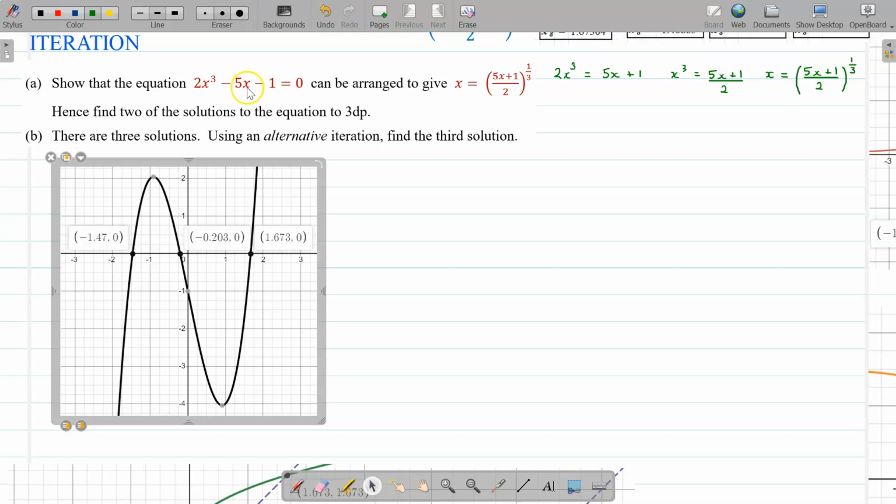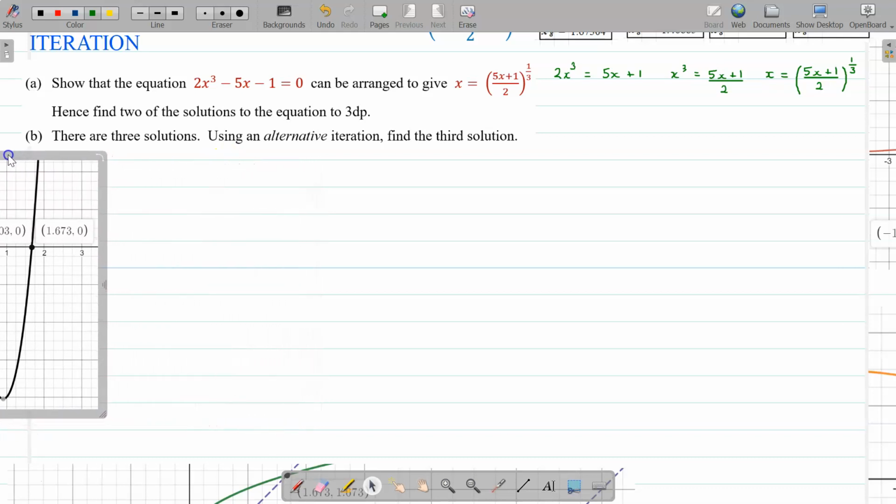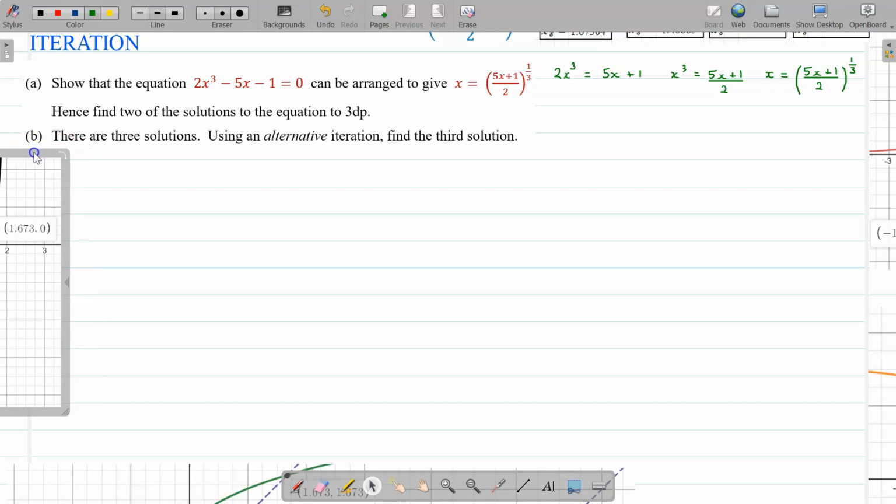2x cubed minus 5x minus 1, y equals that. And you can see that the 3 places where the graph crosses the x-axis, in other words, where the y value equals 0, is at negative 1.47, negative 0.203, and 1.673. So they are the 3 solutions that I'm going to find using this algebraic process. So the graph is just there to sort of reinforce what we're doing. So I'll just move that to one side.